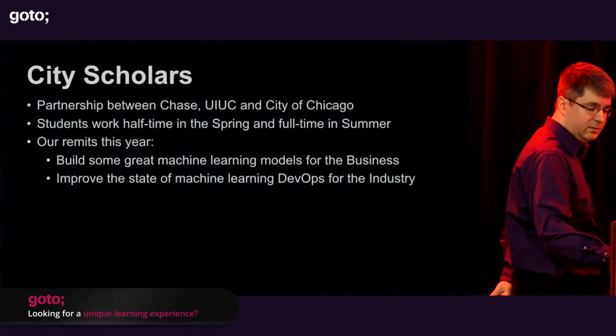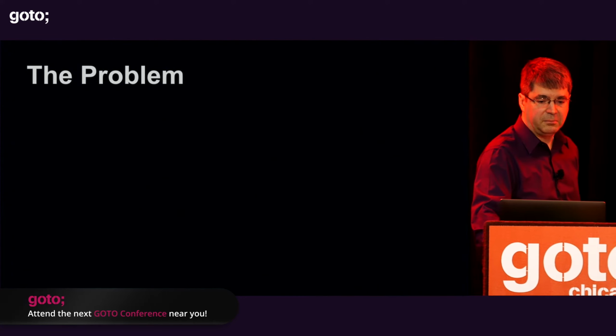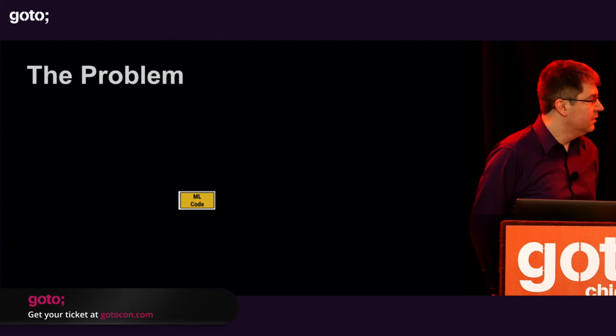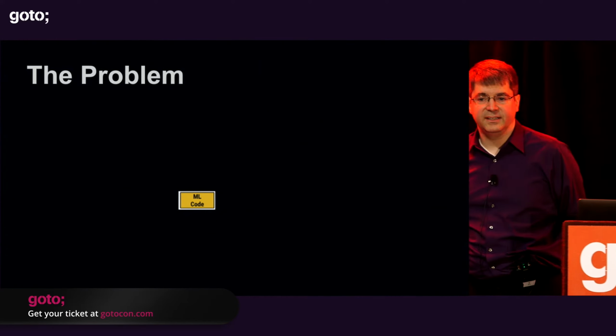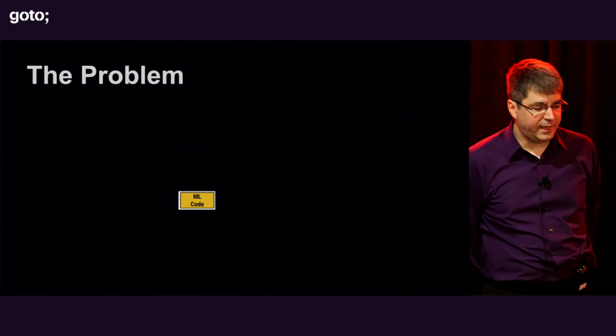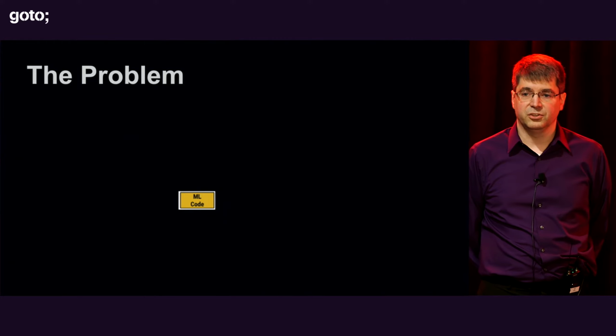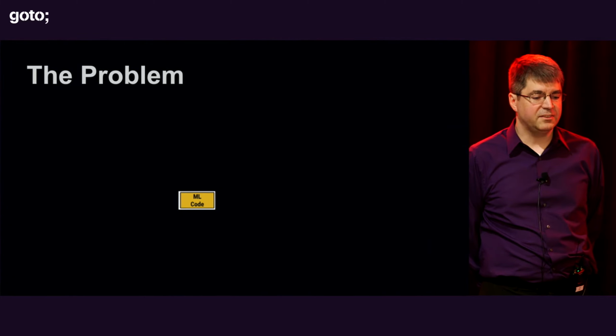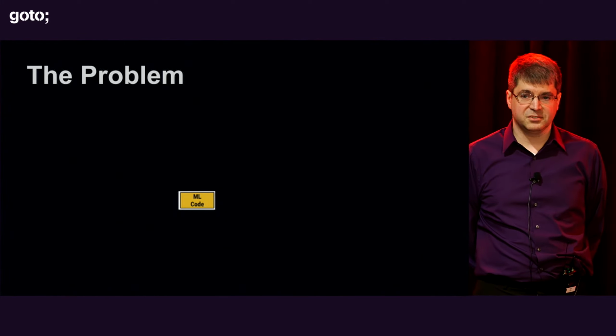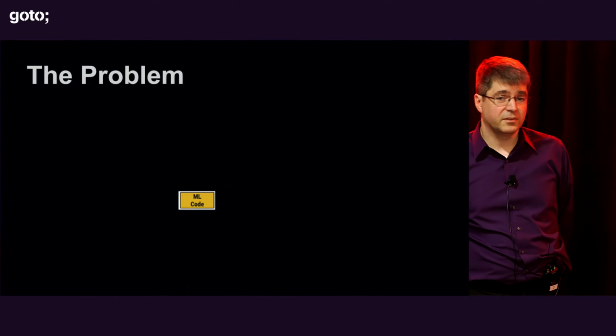So let's talk a little bit about what the problem is that we're trying to solve. So when you think about data scientists and you hire them, they focus on machine learning code, writing code that does trainings. You can think about that as the orange box. And it would be great if that was all that there was to it.